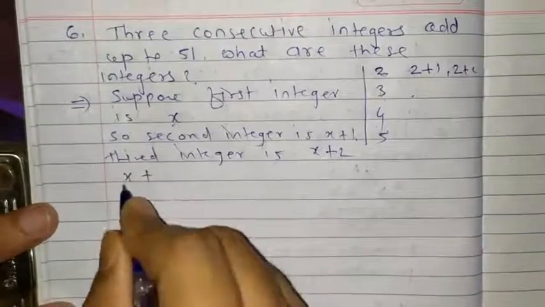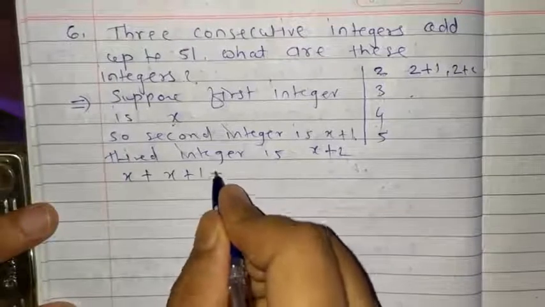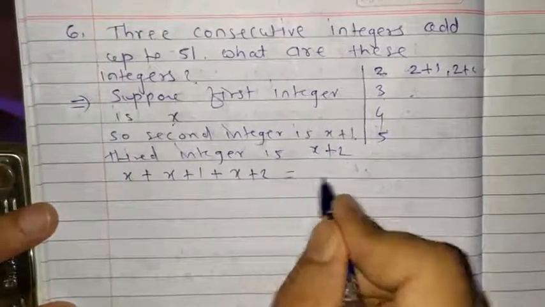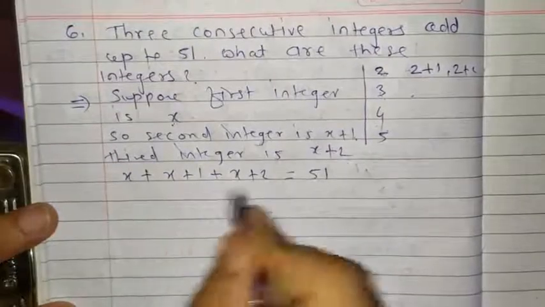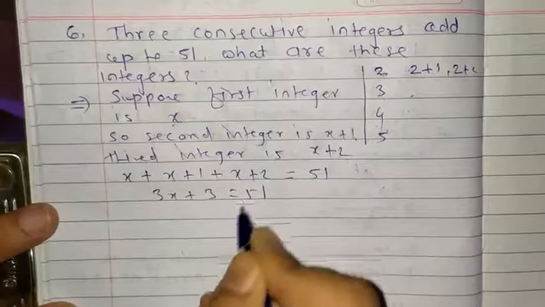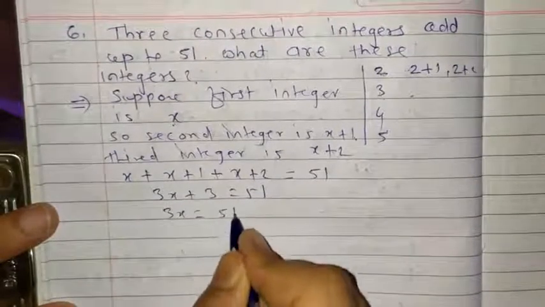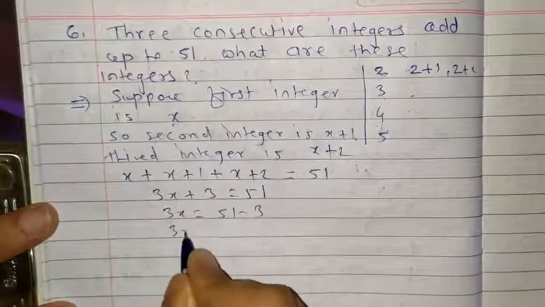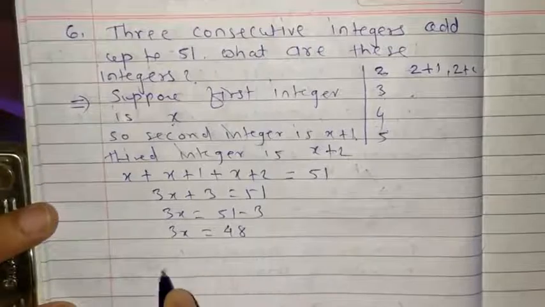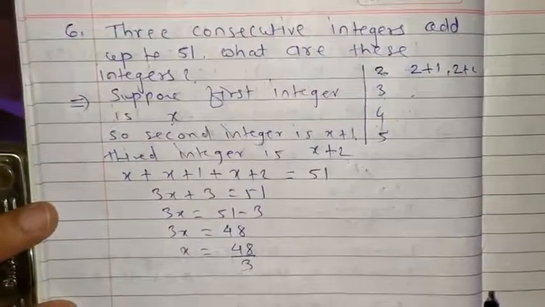Simply x is the first one, then x plus 1 is the second one, plus x plus 2 is the third one. So it is what? 51. So 3x plus 1 plus 2, that is 3, equals 51. So here 3x equals 51 minus 3. It means 3x equals 48. Then you write x equals 48 upon 3.